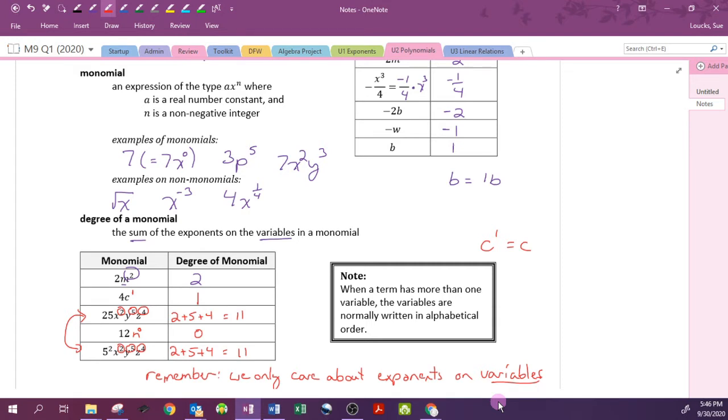Okay? All right, and then just to note that when a term has more than one variable, we usually write them in alphabetical order. So for here, I wouldn't write this as 25y to the 5, z to the 4, x squared. I would put them in alphabetical order. That just helps us when we're trying to find things, so we recognize that things are the same. That's just a convention that we write them that way.